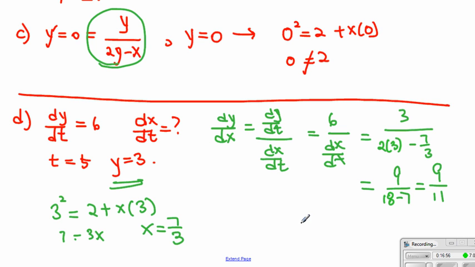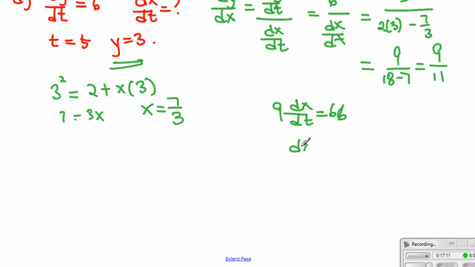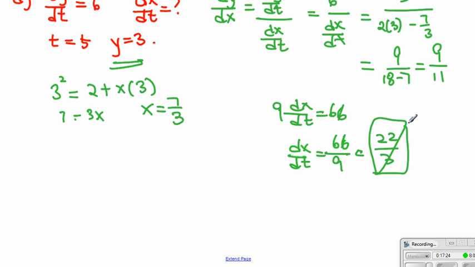Then we end up getting, by cross multiplication, dx over dt times 9 must be equal to 66. So therefore, dx/dt is equal to 66 over 9, which is equal to 22 over 3. Now, that's the first way which we can get it. The second way is doing it directly from the beginning.